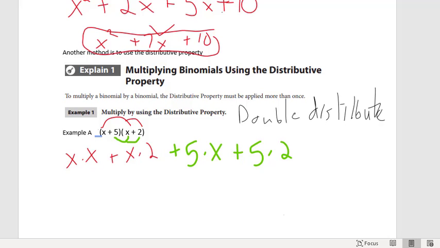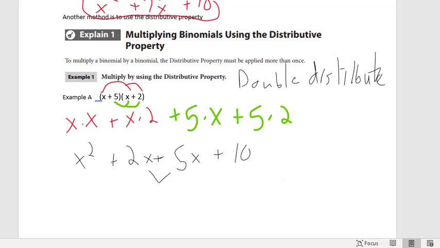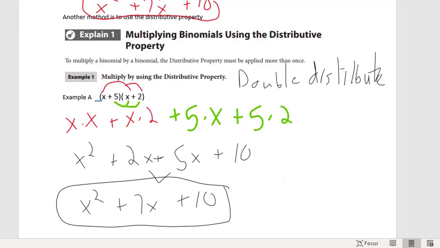All right, x times x is x squared, 2 times x is 2x, 5 times x is 5x, and 5 times 2 is 10. Combine our like terms, and we will get x squared plus 7x plus 10. It is the same problem we did in the first one, so we should get the same answer either with the box method or the distributive property.